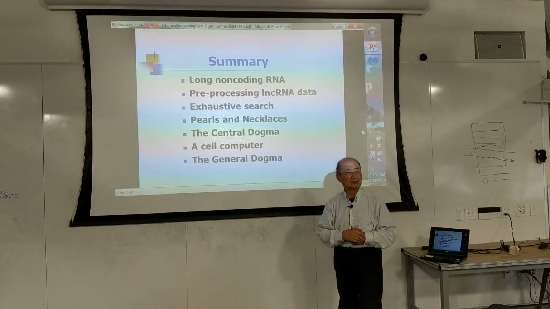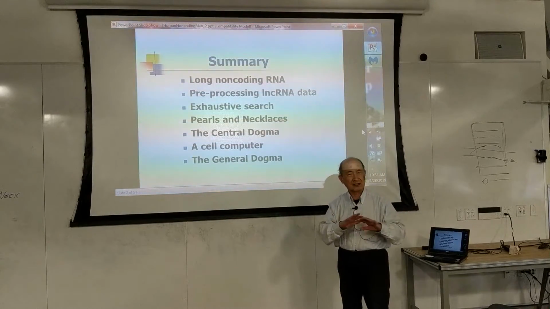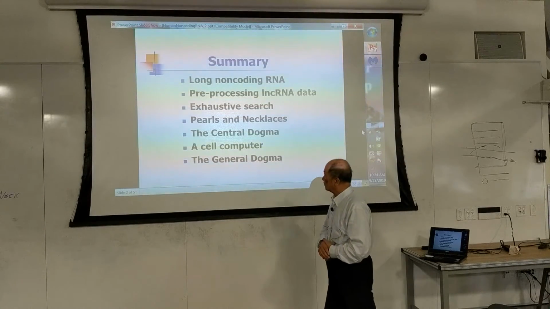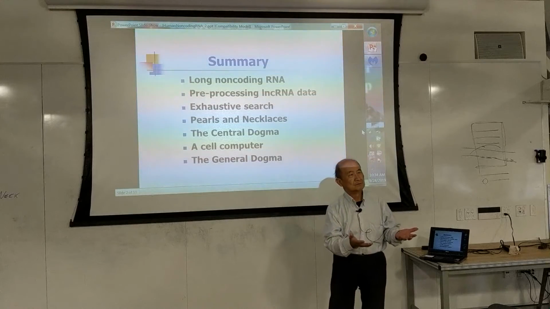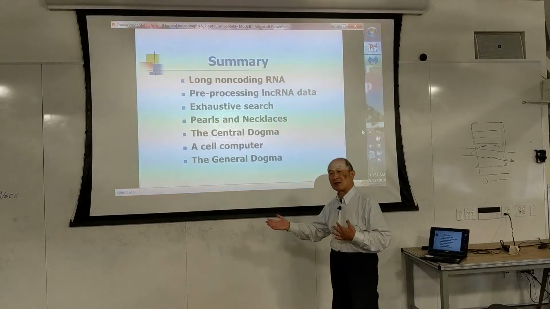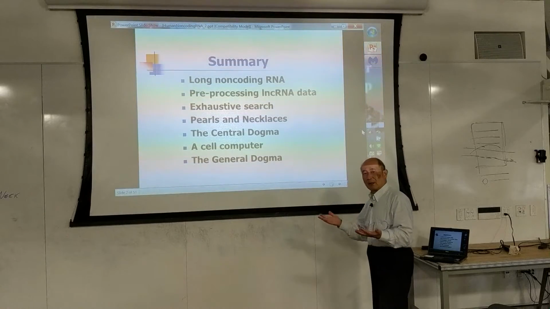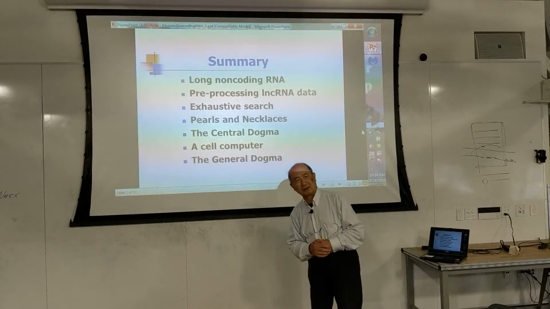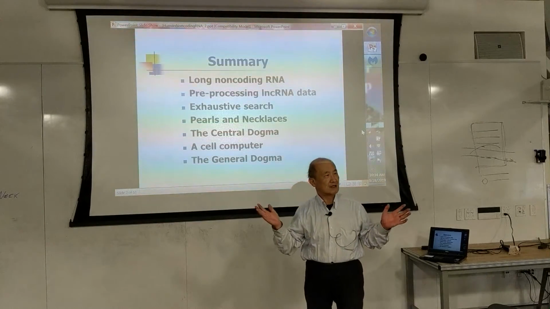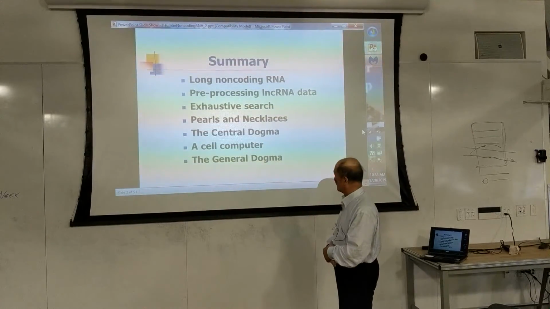So this is the central dogma. But this is not sufficient to explain everything in microbiology. So I would propose a computer model for all cells. And this I call cells are just like computers. It's very much like computers. So how this computer operates, I will propose what I call the general dogma. And this explains almost everything that we know about the cell, about the DNA, about RNA, and about protein. So this is the schedule for the morning.